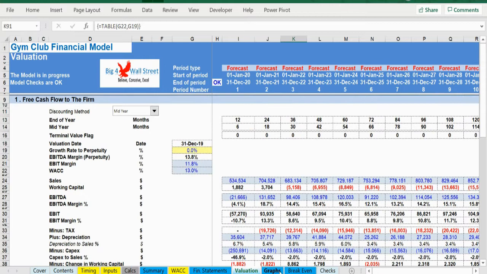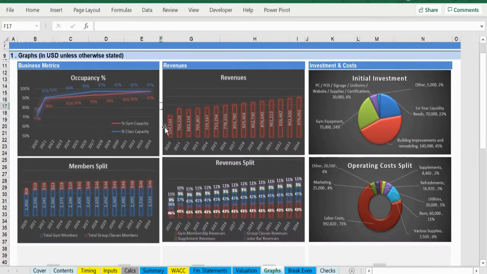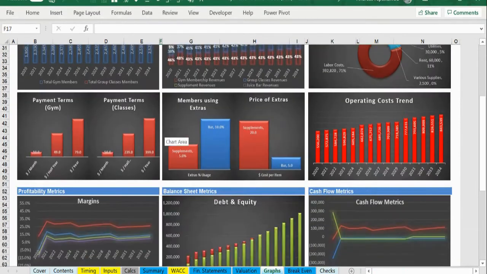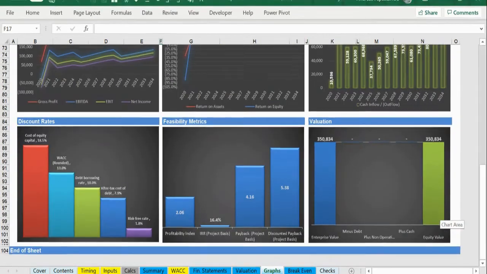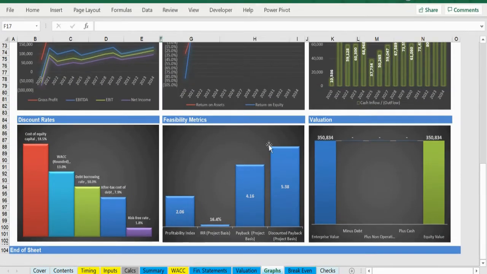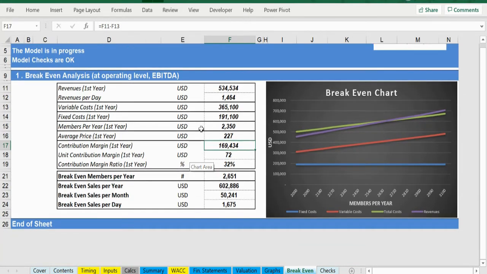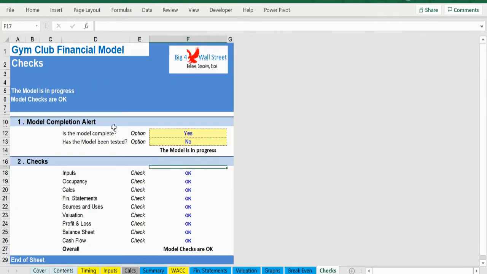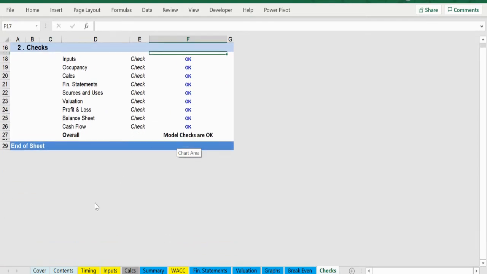In the Graphs tab, various graphs present the business metrics, revenues, investment and operating expenses, profitability metrics, additionally balance sheet and cash flow metrics, and we finish with discount rates, feasibility metrics, and valuation graphs. In the Break-Even tab, you can find a break-even analysis and see how many students and sales you need to break even at an operational level. Checks is a dedicated worksheet that makes sure that everything is working as it should.